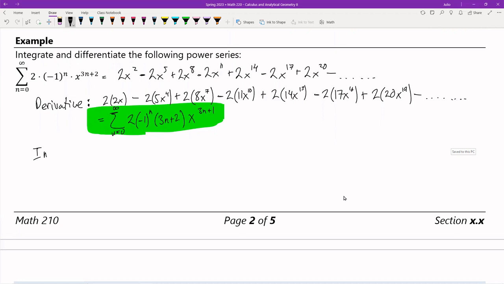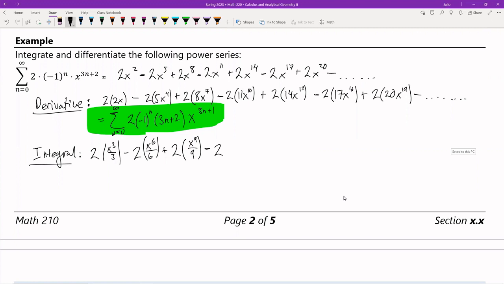Integral. Just how I did term by term differentiation, I took the derivative of each one of my x terms, I can do the integral of each one of my x terms and get my integral for that. So the integral of the very first thing is 2, because there's still a 2, x cubed over 3. Minus 2 x to the 6th over 6, plus 2, the integral of x to the 8th is x to the 9th over 9. Next one, minus 2.